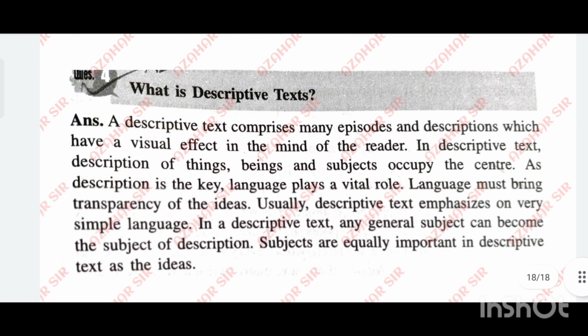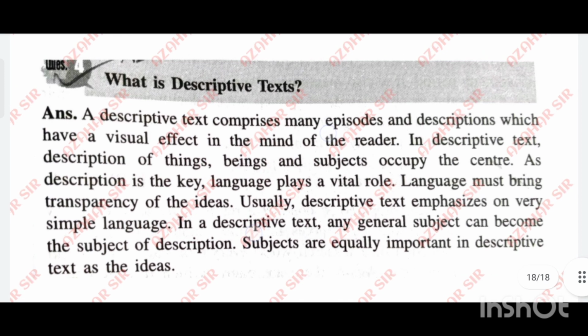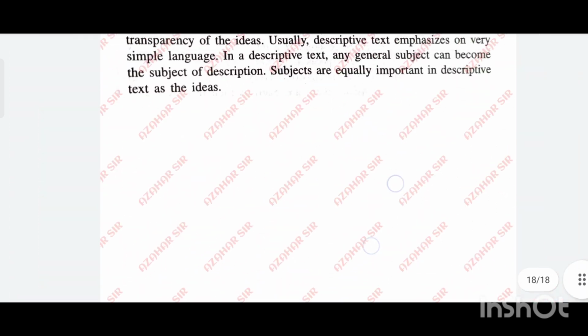Okay, so my friends, next question is, what is descriptive text? Here is the answer also to the question, and these are the questions for your upcoming exam, B.Ed first sem EPC 1.1.